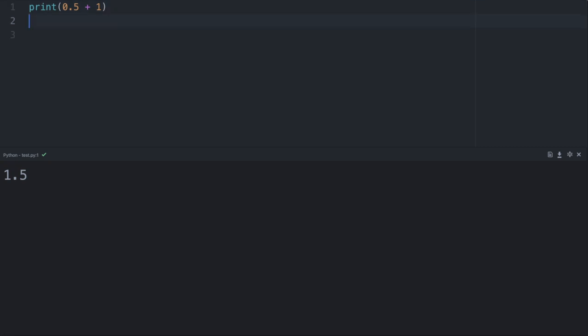Let's do another example. .5 times 100 equals 50.0. Notice how I can write 0.5 or omit the 0 and just write .5. Let's do one more example. Let's divide 75 by 0.4, which results in 178.5. Now it's your turn. Open up your favorite editor and start calculating with Python.